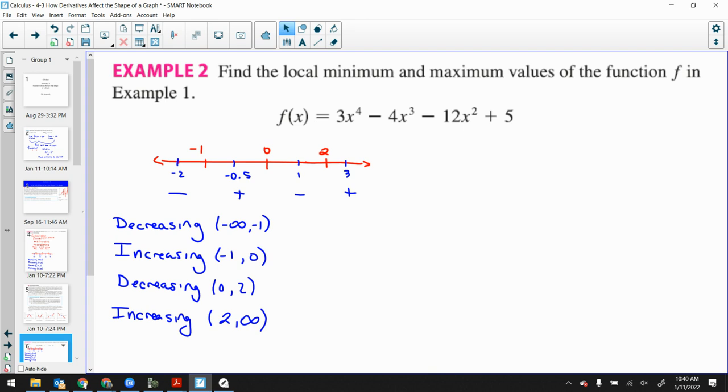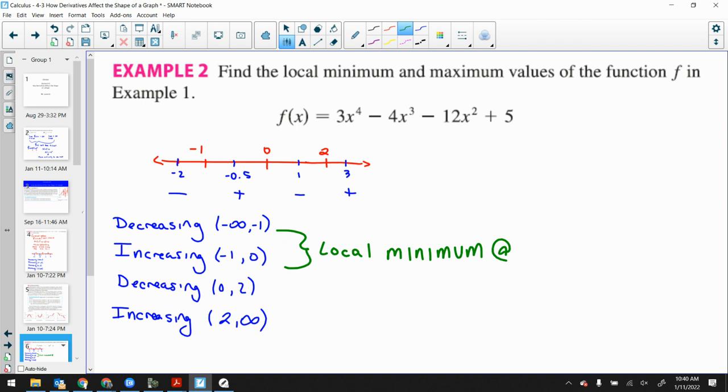All we knew was that it was increasing and decreasing. We didn't talk about any local maximums or minimums yet. However, now we can say with some certainty, what's happening at -1? Is there a local maximum or a local minimum? Or nothing? Well, it's decreasing and then it starts to increase. What does that mean? Local minimum. So there's a local minimum at -1. We'll find out what the value actually is in a second.